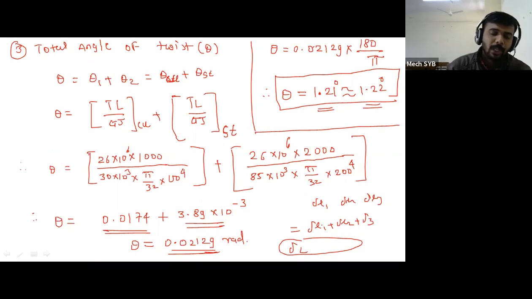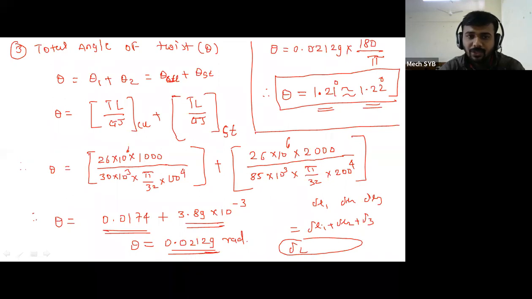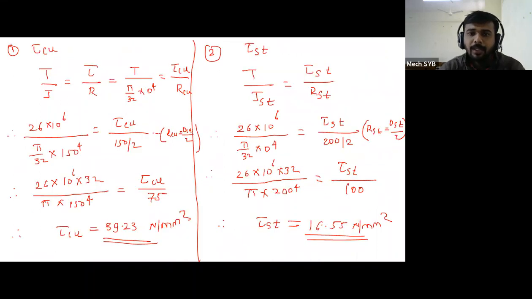And for the shaft, always we have to calculate the angular deformation. Delta L is the linear deformation, theta is the angular deformation, which is also called as angular twist. And this theta value we have to calculate by using this particular procedure. By putting the torque same for both the shafts, that is total torque is equal to T of steel is equal to T of copper. And second condition is theta is equal to theta 1 plus theta 2. So like that we have to follow the procedure. So this is one sample problem which we have taken based on the total angle of twist calculation.